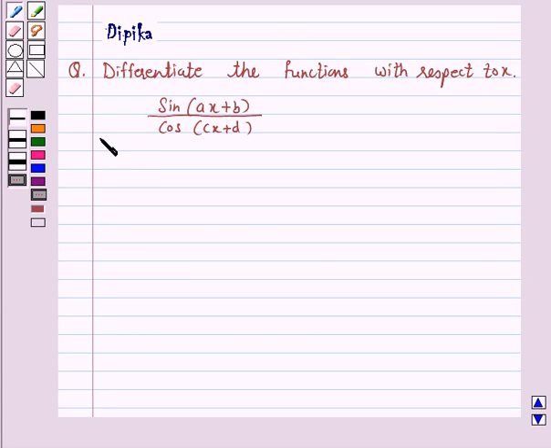I am Deepika here. Let's discuss a question. Differentiate the function with respect to x. Sine of ax plus b upon cos of cx plus d.